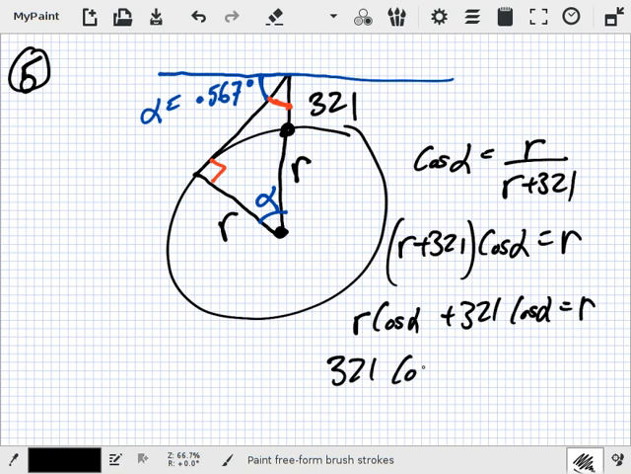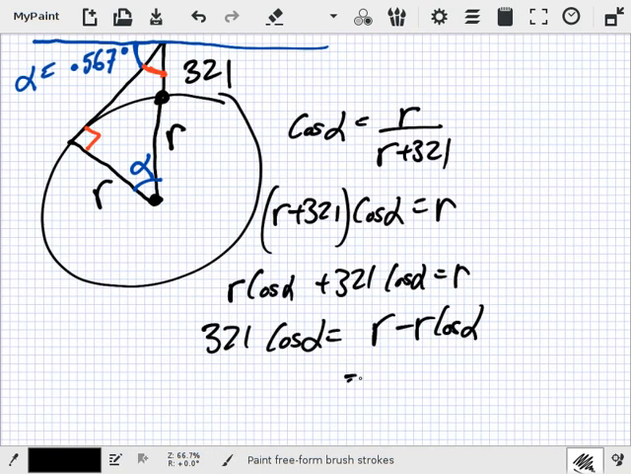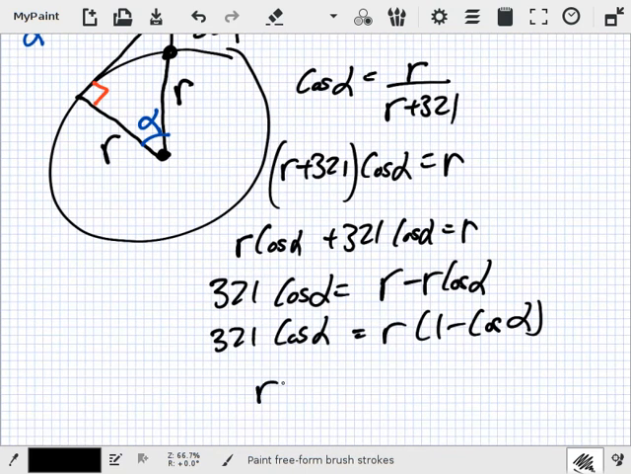So that's 321 cos alpha equals r minus r cos alpha. I will take the r out. So that's r times 1 minus cos alpha. So I can get r equals 321 cos alpha over 1 minus cos alpha.